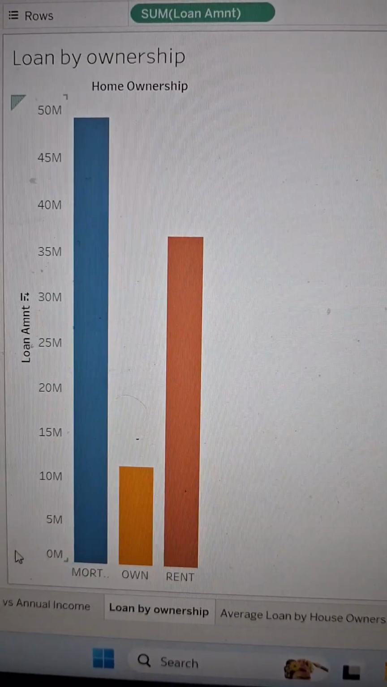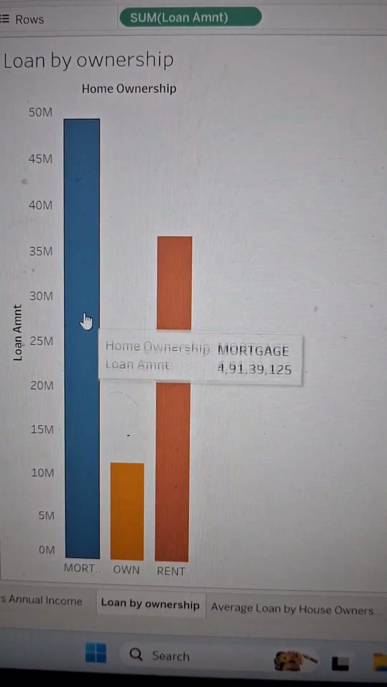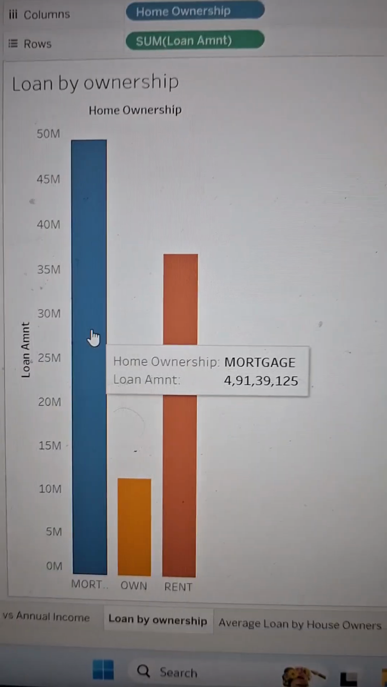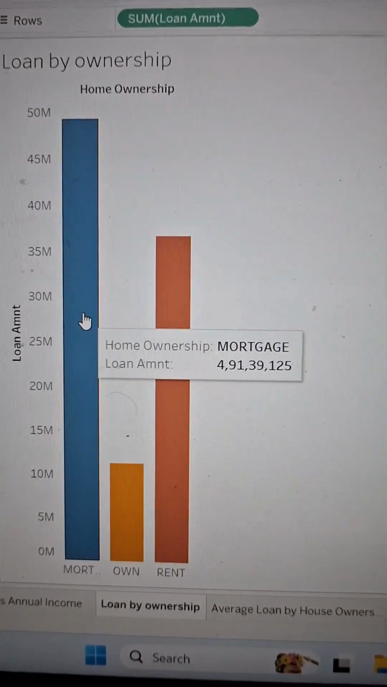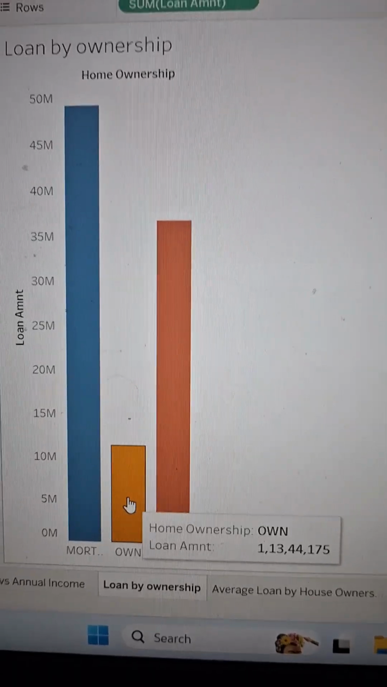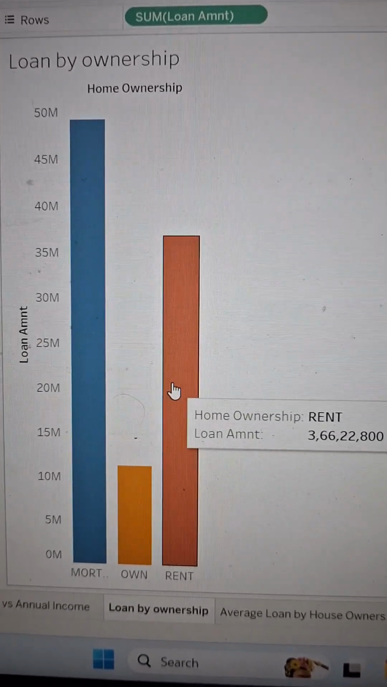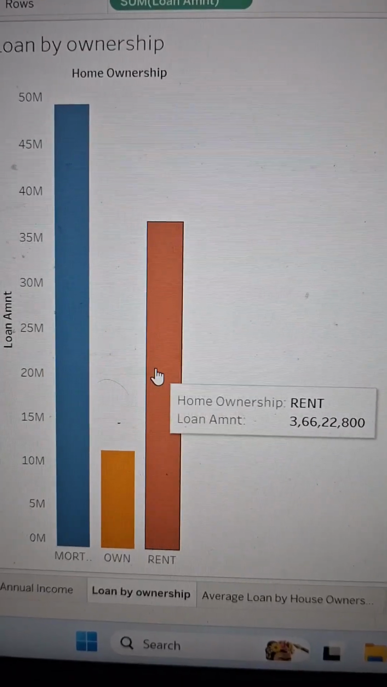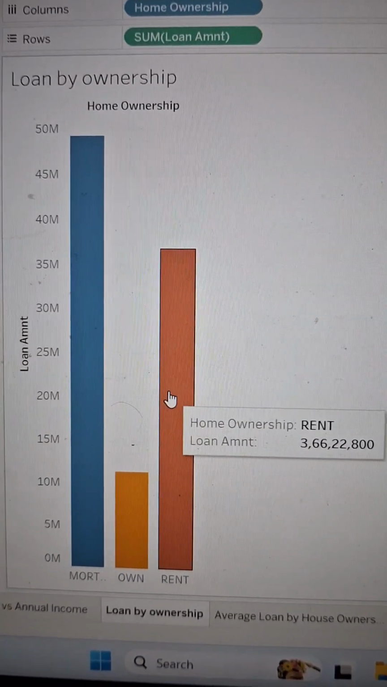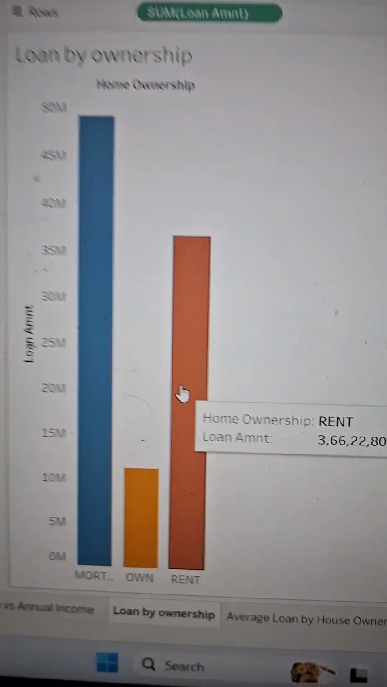Here on the y-axis is the loan amount, and we can see that the people with a mortgaged home have taken the highest loans. It is nearly 49 million, and people with an own home have taken the least loan, and as you can see it is only 11.3 million. And here we can see that people with a rented house have also taken a loan, and it is 36 million, and 36.62 million to be precise.